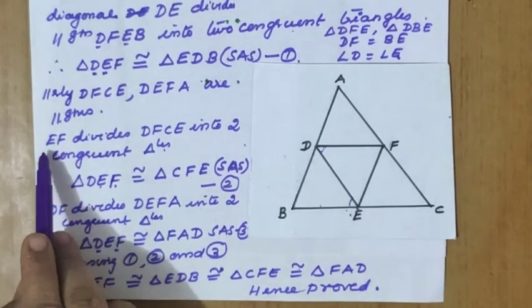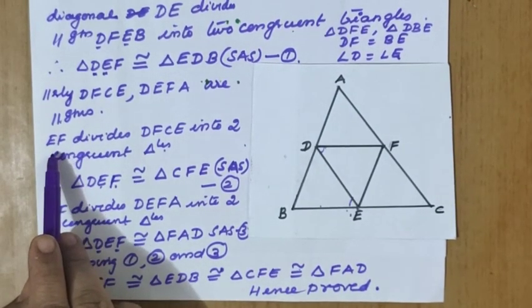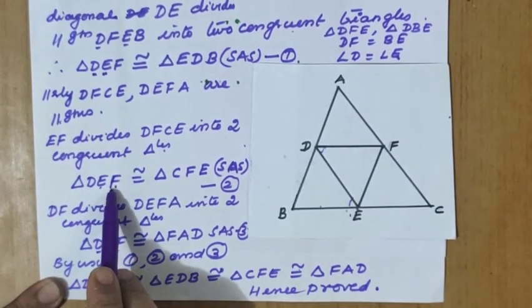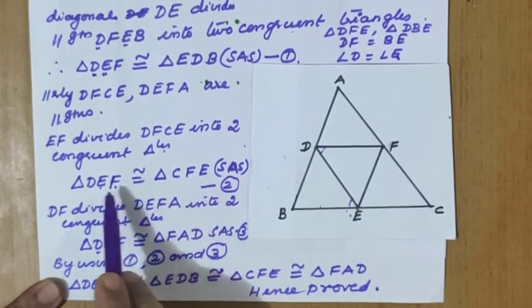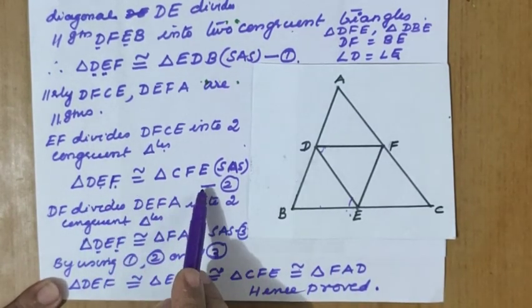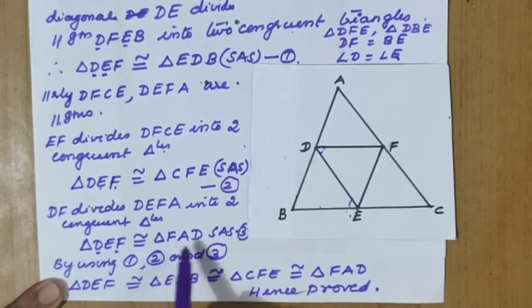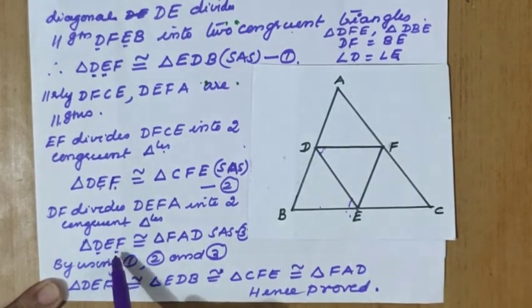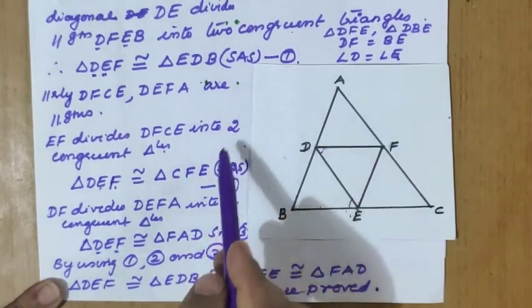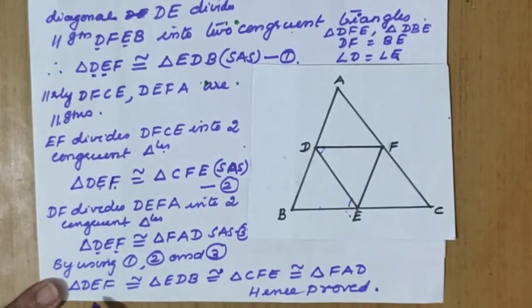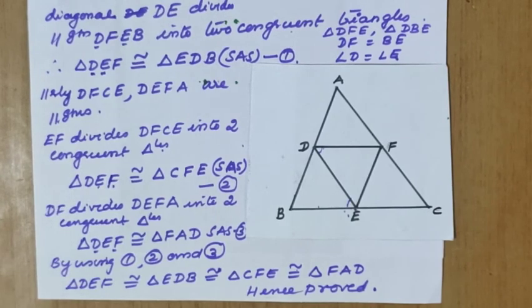Once you identify the diagonals, we can take the alternate angle concept. So EF is the diagonal, it will become CFE. So triangle DEF congruent to triangle CFE. In this case what happened? DF became the diagonal, so FD. So triangle DEF congruent to FAD. Now we got three equations. By this what we'll get? Triangle DEF congruent to triangle EDB, congruent to triangle CFE, congruent to triangle FAD. That means the four congruent triangles in triangle ABC.